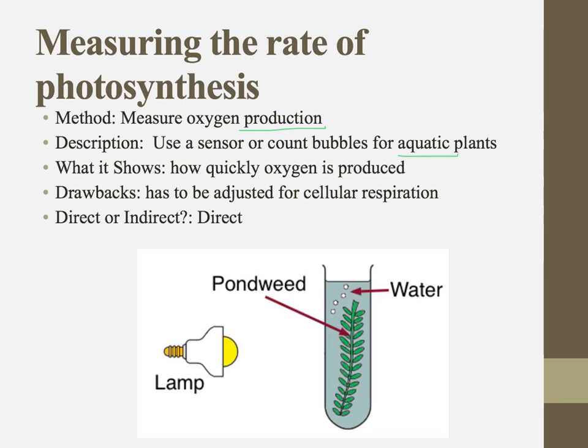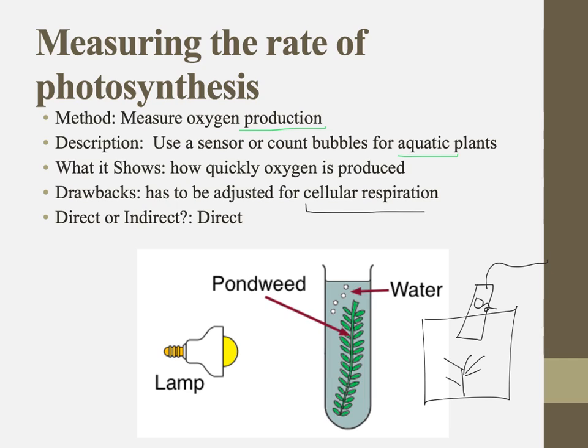Could we do this with a terrestrial plant? Sure. We could stick it in a box and then put an oxygen sensor on there to see how this plant's environment is changing in terms of oxygen levels. But counting bubbles is a good one here for aquatic plants. The bad news is that it needs to be adjusted for cellular respiration.